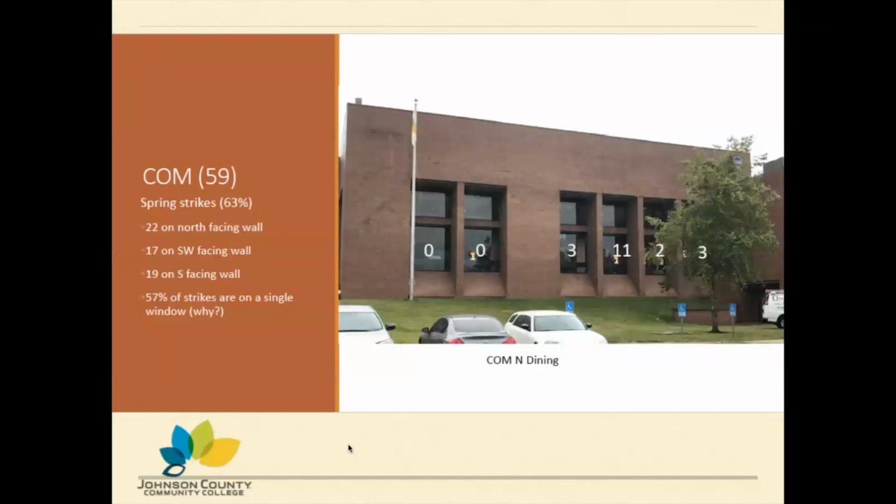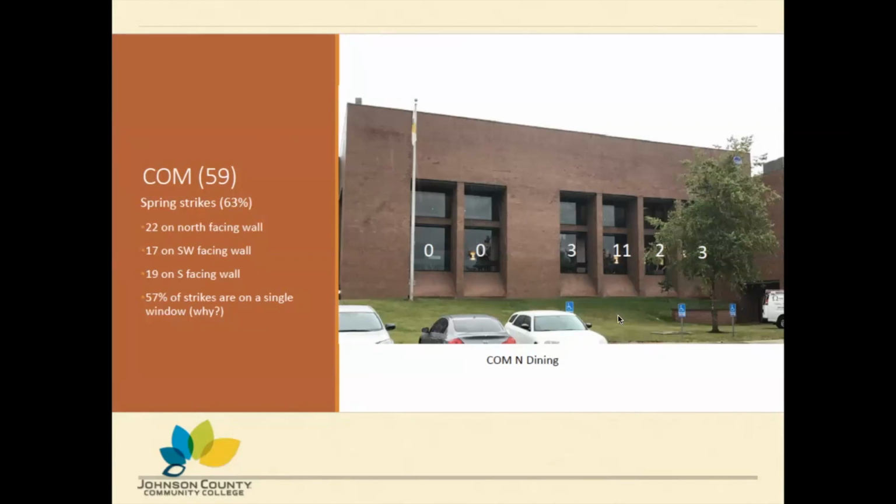So this is a good example, and this is also from Crystal's study at JCCC. Not all windows are created equal. So same building, same window type, same window coating and inherent reflectivity on these windows. But you can see these are raw numbers of birds that struck each window. None over here whatsoever, a few here, 11 here, 2 here, and 3 here.